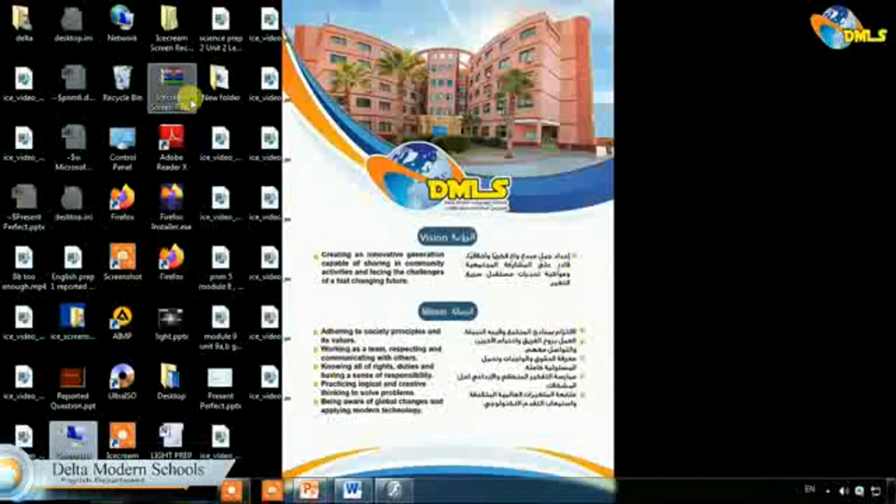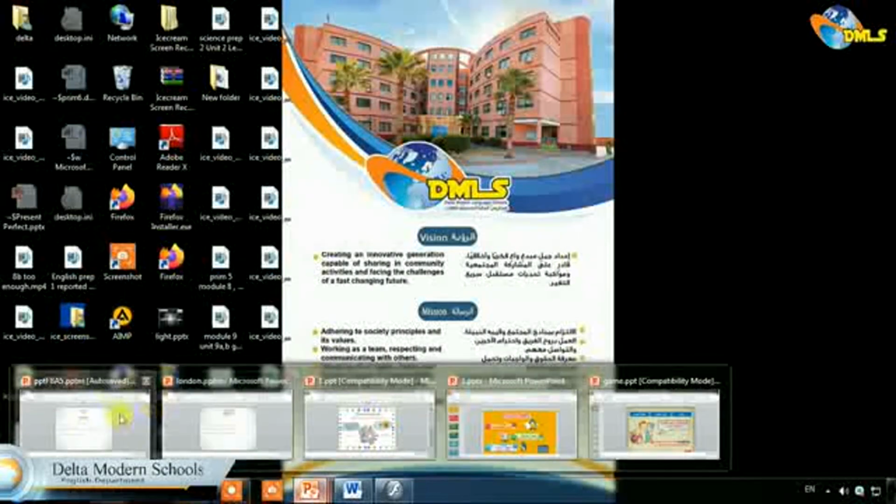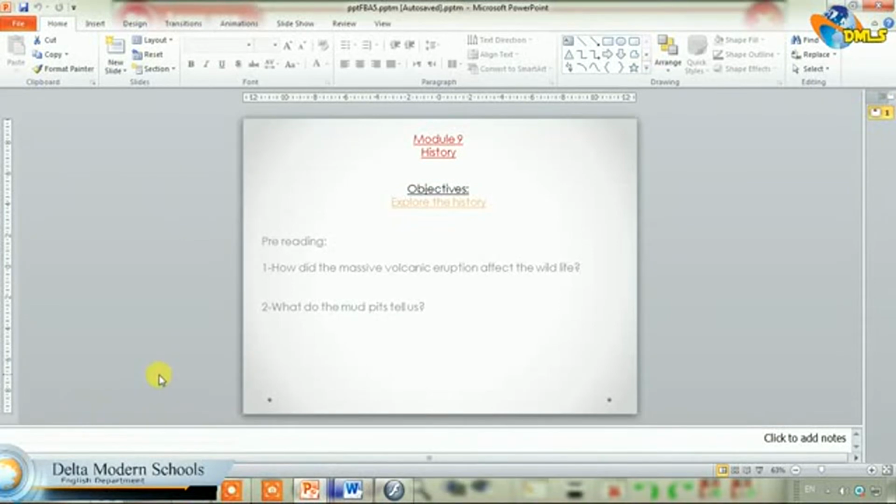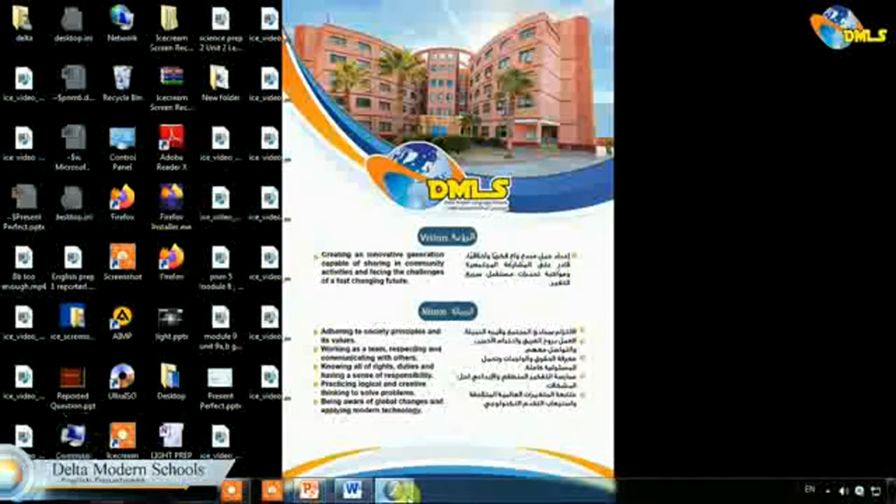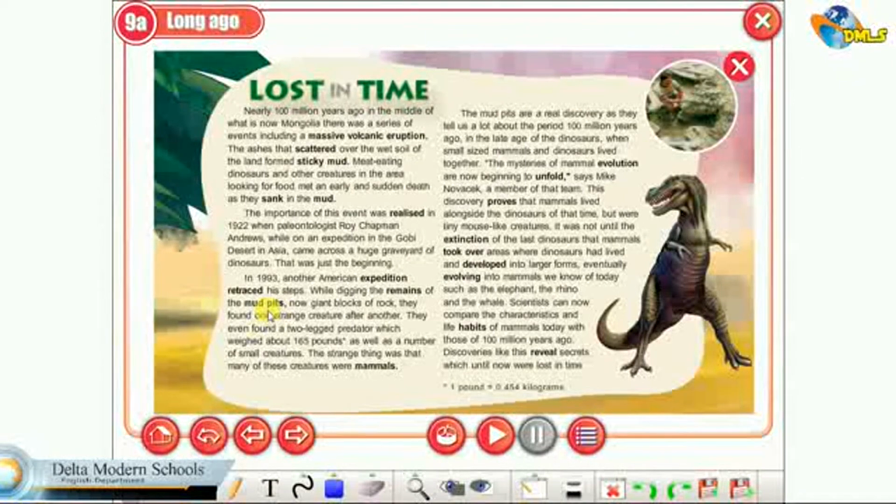Okay, time's up. Now, can you answer these questions? Okay, read question number 1 again. How did the massive volcanic eruption affect the wildlife? Okay, can you answer it? Let's see. How? Take your time. Yeah, the answer is here. The ashes that scattered over the wet soil of the land formed sticky mud. Meat-eating dinosaurs and other creatures in the area looking for food met an early and sudden death. Thank you.